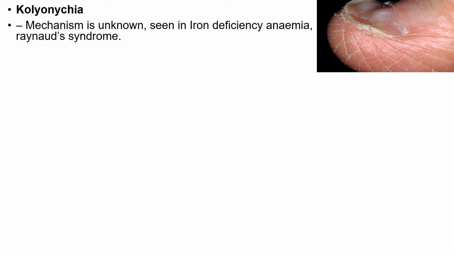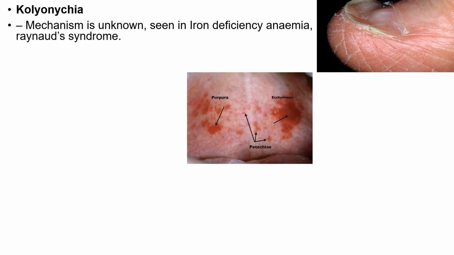Okay, now we've given you a bit of a hide and seek. So what is that? It's a concave shape to the nail rather than the normal convex appearance. It is in fact koilonychia. The mechanism of it is actually unknown. You will see it in iron deficiency anemia, and you may also see it in Raynaud syndrome.